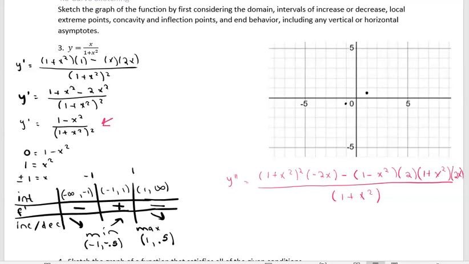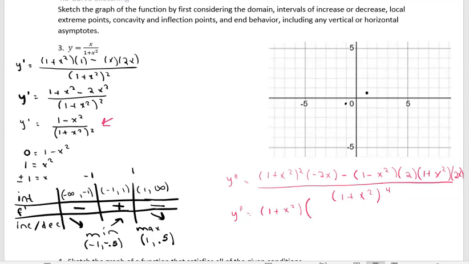There we go. All right. Well, let's see what we can do here. I see a 1 plus x squared in common everywhere, so let me pull that out. See if I can clean it up a little bit so that we can make some sense out of this. So 1 plus x squared, I'm going to pull that out.